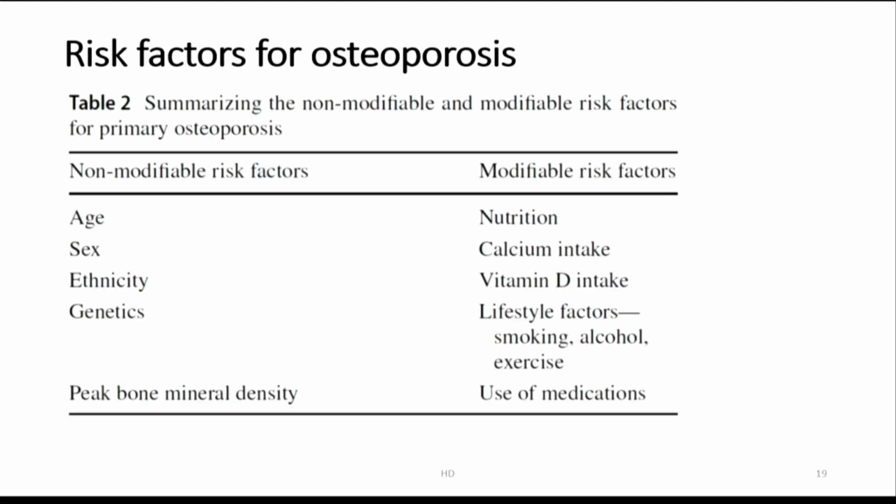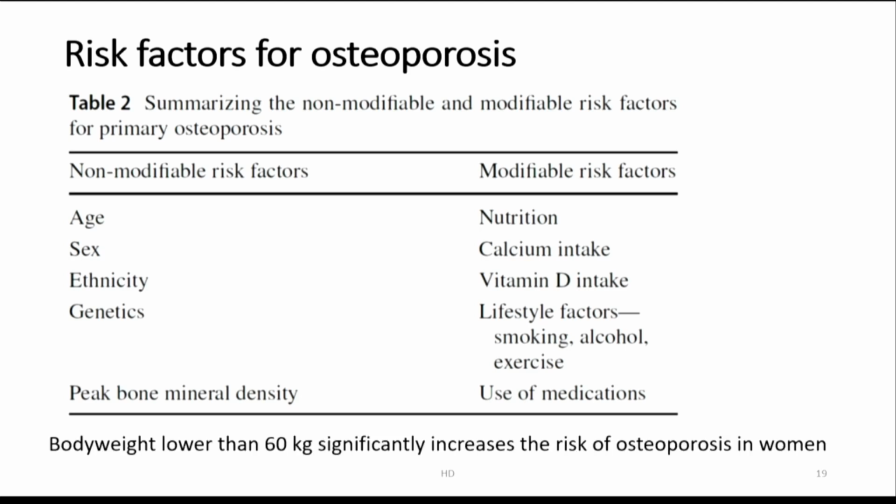Coming on to risk factors, like any non-communicable disease, osteoporosis also has modifiable and non-modifiable risk factors. So non-modifiable include age, as we have already seen, female sex, ethnicity, genetics, and peak bone mineral density. And modifiable risk factors include nutrition, calcium and vitamin D intake, lifestyle factors such as smoking, alcohol use, what level of exercise the patient is doing, and use of medications. Body weight lower than 60 kg significantly increases the risk of osteoporosis in women. That also is a risk factor.